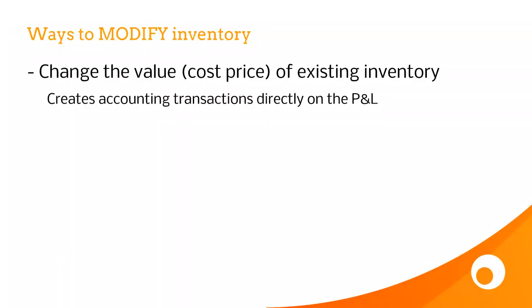And there's only one way to actually modify your existing inventory, and that is to change the value, in other words the cost price, of any inventory you already have. And changing the cost price of your existing inventory creates accounting transactions, because again, the asset value has changed and therefore you've made a profit or a loss.